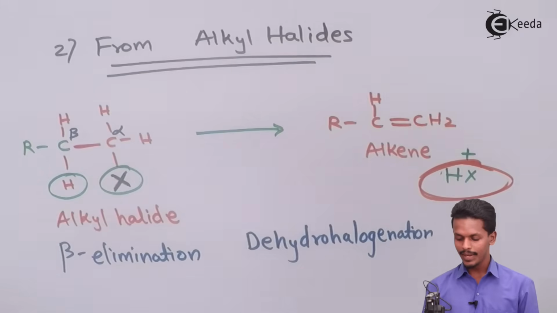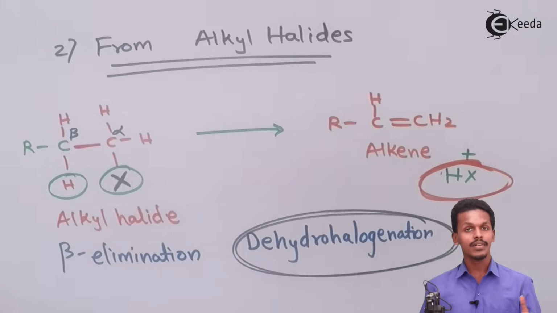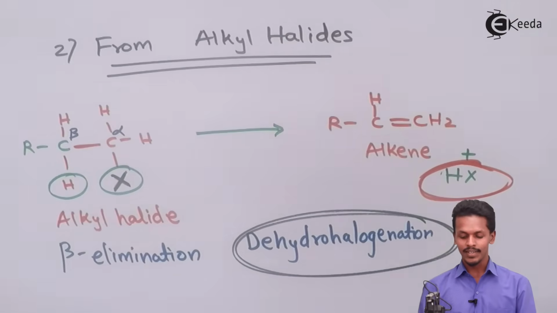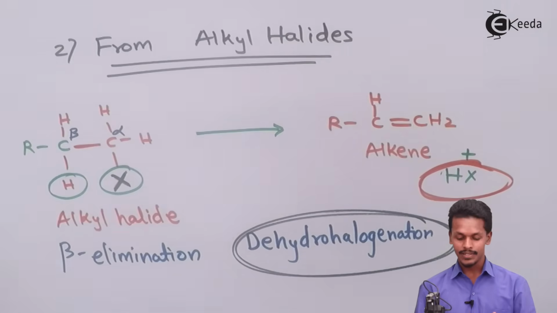So that is the main kind of process that happens in this kind of elimination, where one hydrogen and one halogen atom is being removed from an alkyl halide. Basically this is known as dehydrohalogenation, and the mechanism that takes place in this process is known as the beta elimination process.